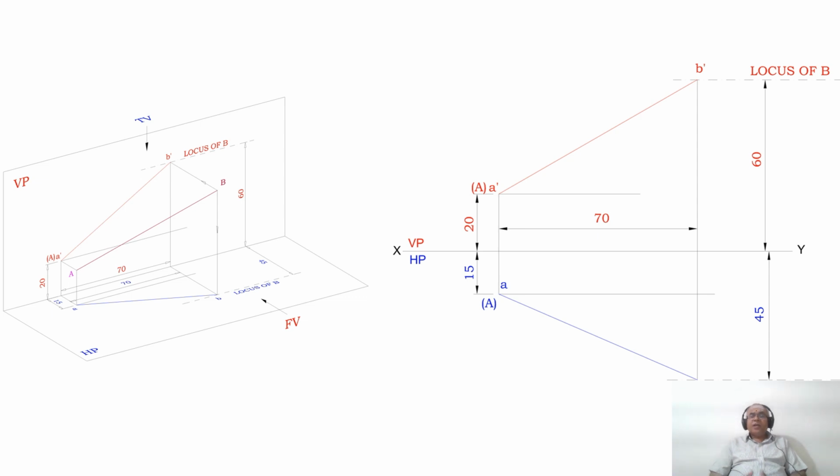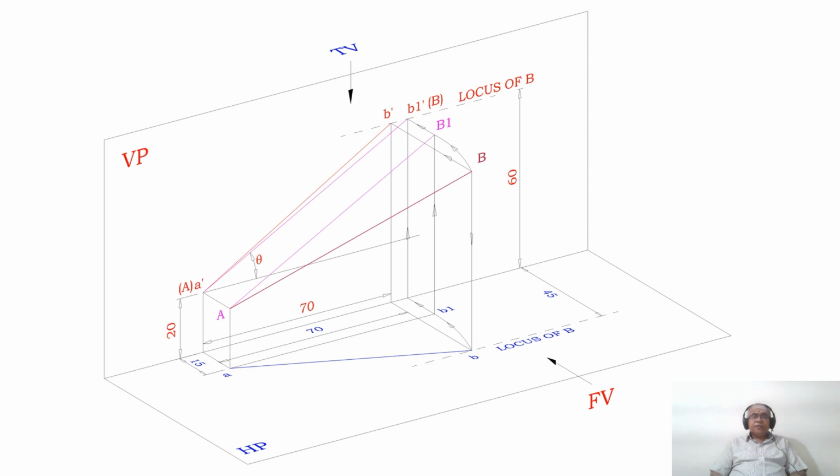So what I need to do? I need to find the true length of the line. So to do that, what should I do now? This is the line in space that we have. If I want to find the true length in the vertical plane, what should I do? I should make the line parallel to VP.